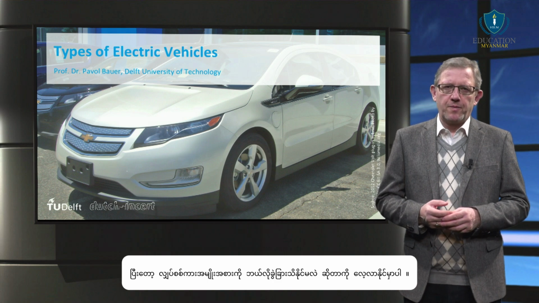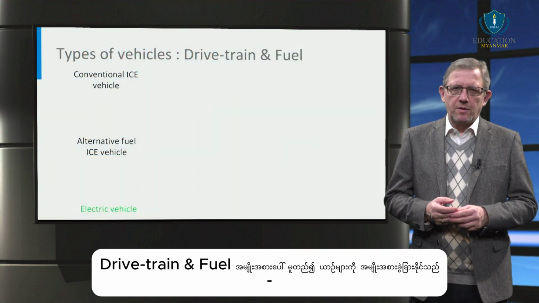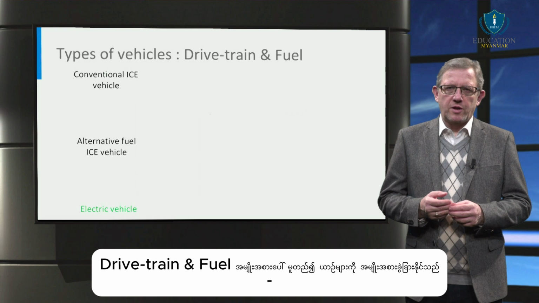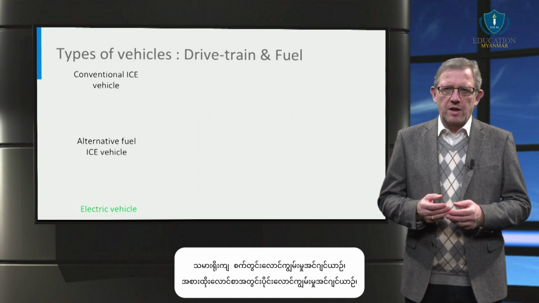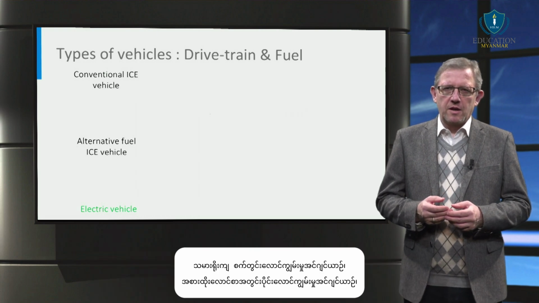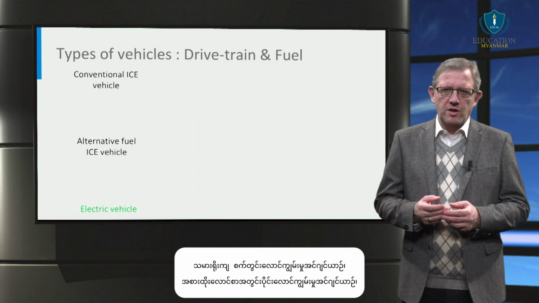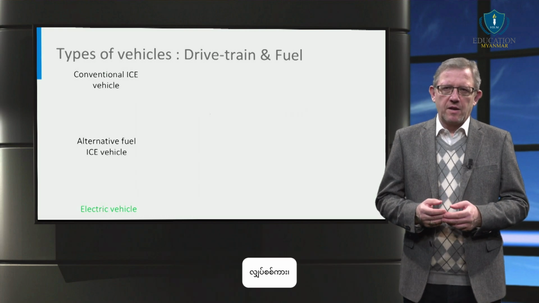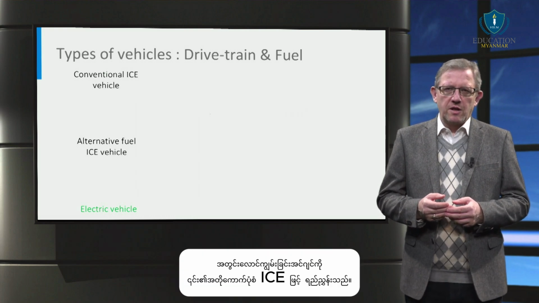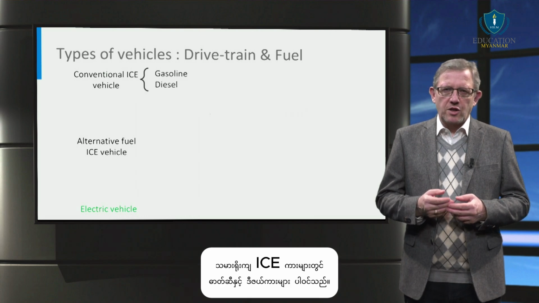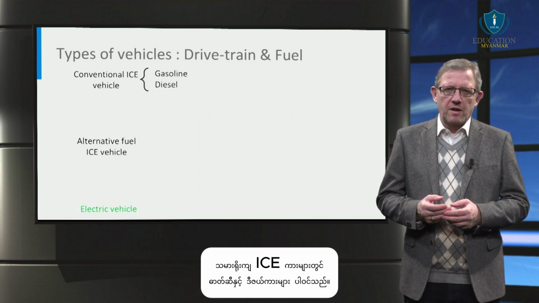Vehicles can be classified based on drivetrain and fuel type, such as the conventional internal combustion engine vehicle, the alternative fuel internal combustion engine vehicle, and the electric vehicle. The internal combustion engine is commonly referred to by its short name, ICE. The conventional internal combustion engine vehicle includes the gasoline and diesel vehicles.